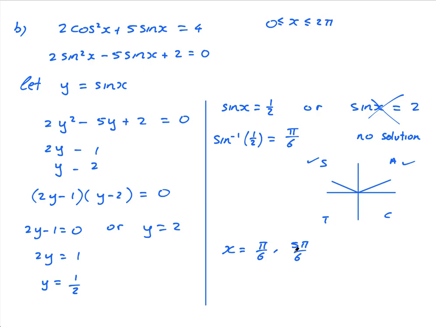And if you want to just be sure, sub pi over 6 and 5 pi over 6 into this equation, and you will see that you get 0. Okay, hopefully that makes sense, guys. That is question 3. I'll see you for question 4.